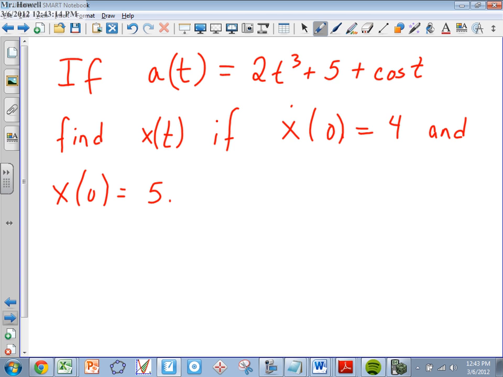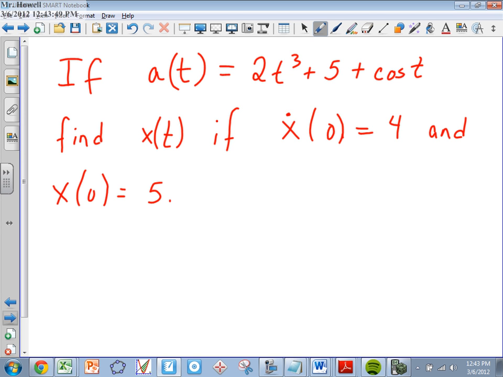If a of t equals 2t cubed plus 5 plus cos t, find the position function if x dot of 0 equals 4, and x of 0 equals 5. What is x dot, everybody? Velocity. Remember, Newton and Leibniz disagreed. The dots indicate a derivative for Newton. So this means the derivative of position, which is velocity. So you're given a velocity initial condition and a position.